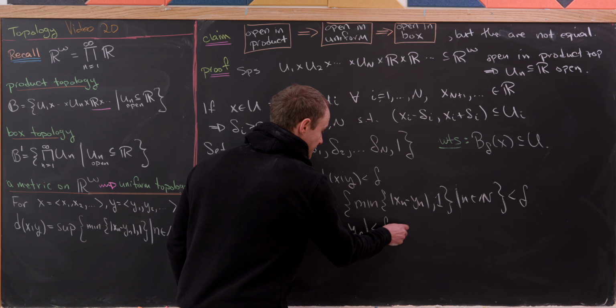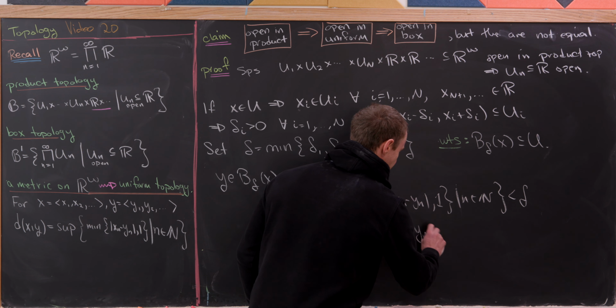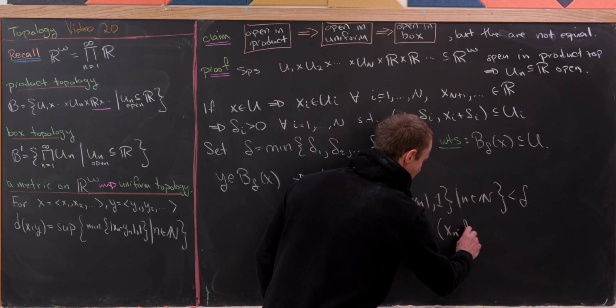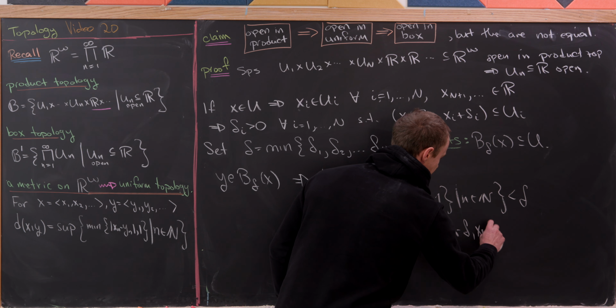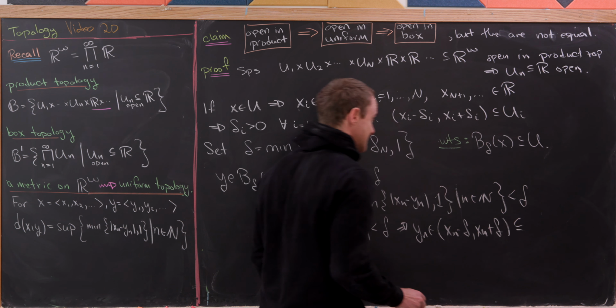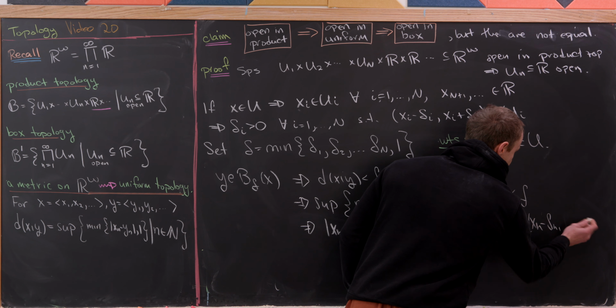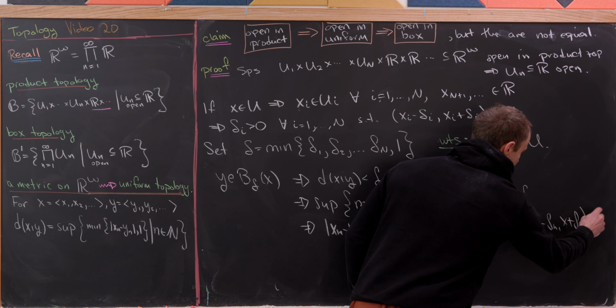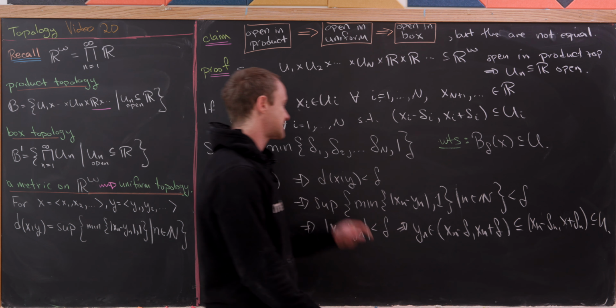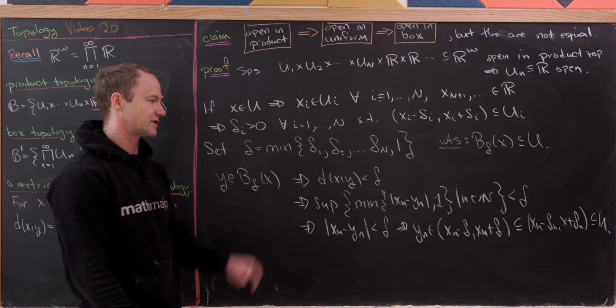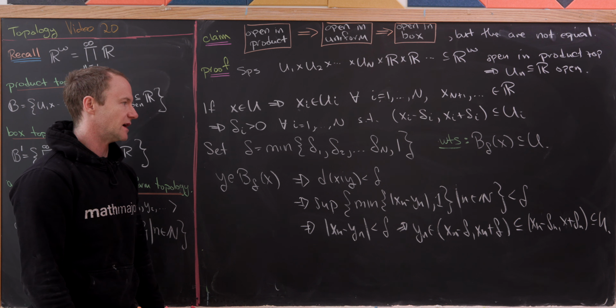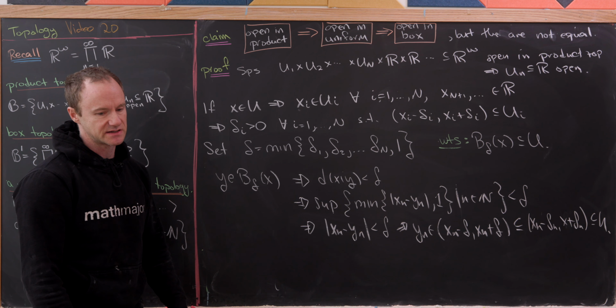But now let's observe, this means that y sub n is in the interval x_n minus delta to x_n plus delta, but that's a subset of the interval x_n minus delta_n to x_n plus delta_n, which is contained inside of U. It's a subset of that because our delta is less than or equal to each of the delta_i's, or delta_n's here.